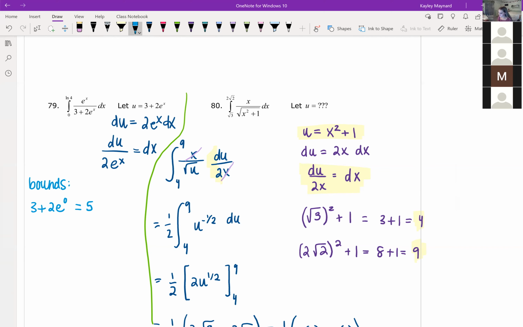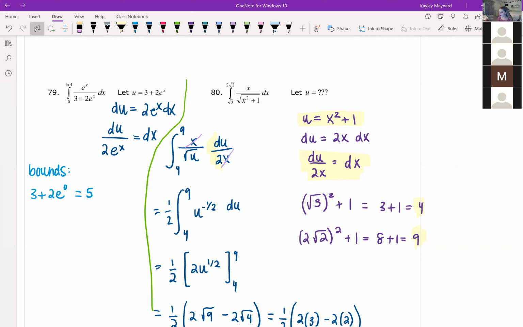All right, cool. Let's do our next one. So we have ln of 4. Let's plug ln of 4 in for x. So we get 3 plus 2e to the ln of 4. So remember that e and ln are inverses. Sorry guys, it's early in the morning. So e to the ln, they work as inverses and they kind of cancel each other out. So e to the ln 4 is just 4. So this is equal to 3 plus 2 times 4, which is 3 plus 8, which is 11.